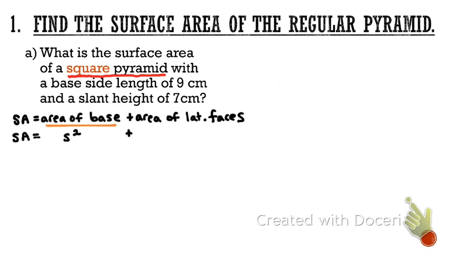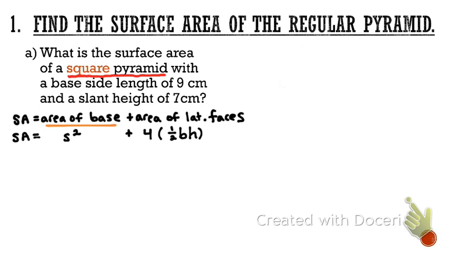Plus, we're going to do the area of the lateral faces. Now think about a square. A square has how many sides? There's 4 sides. So if you remember what I talked about on that previous slide, you've got to add all the sides and multiply it, because it's a pyramid, half times base times height.